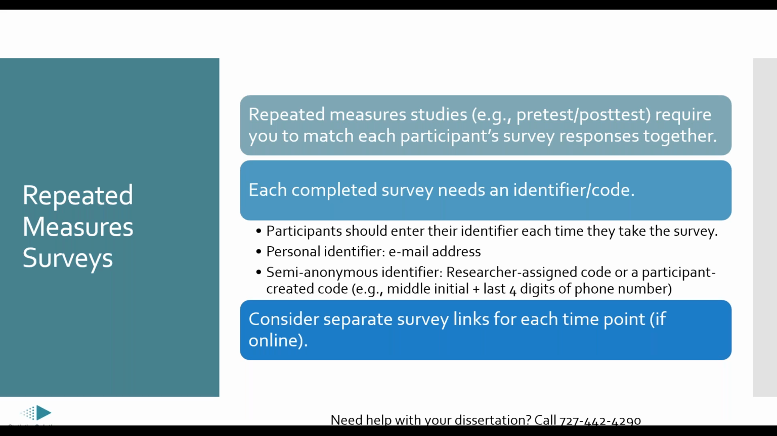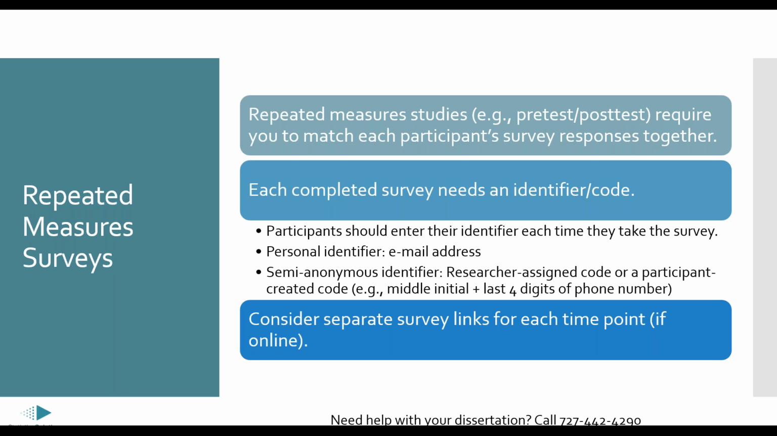So for instance, if you're doing a pretest and a post-test study where you have participants first fill out the survey as a pretest, and then you give them some kind of intervention, and then maybe a week later, 2 weeks later, or a month later, after the intervention is finished, you give them the survey again as a post-test. In studies like these, you need some way to match each participant's survey responses together. So you need a way to be able to match the pre-test and the post-test responses.